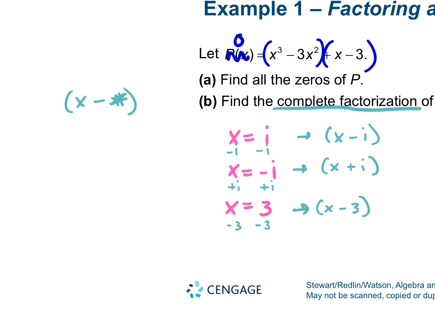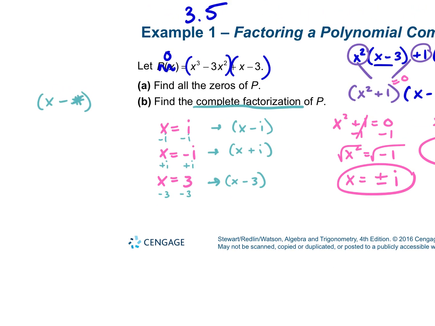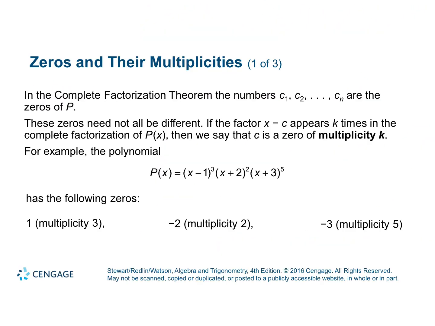So x minus the number. So notice how the signs change. Instead of saying x equals i, x minus i. X equals negative i, x plus i. And x equals 3 is x minus 3. The signs change. Before, multiplicity is just if we have multiple of the answer.